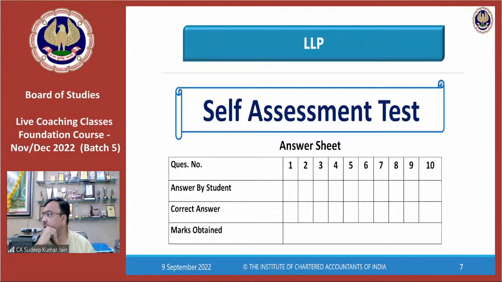Why any partnership business is called partnership firm or LLP firm, not partnership company or LLP company? Because company is a separate person, separate artificial person. Therefore we will not call it partnership company. Company is separate, different.